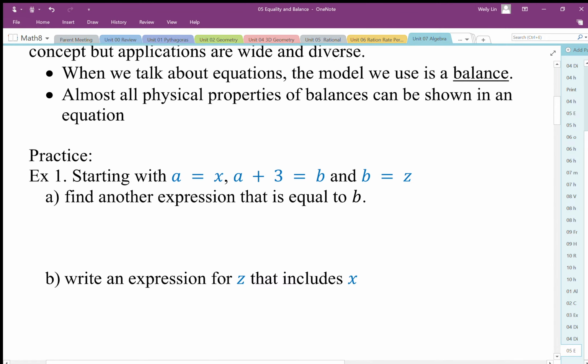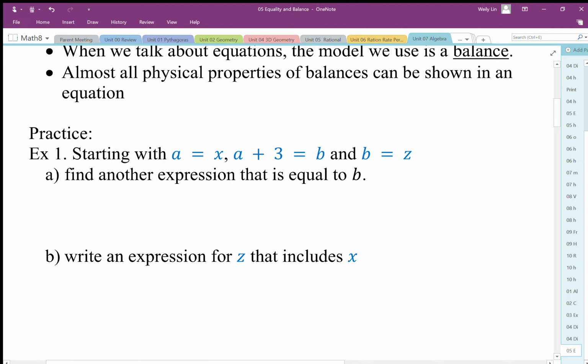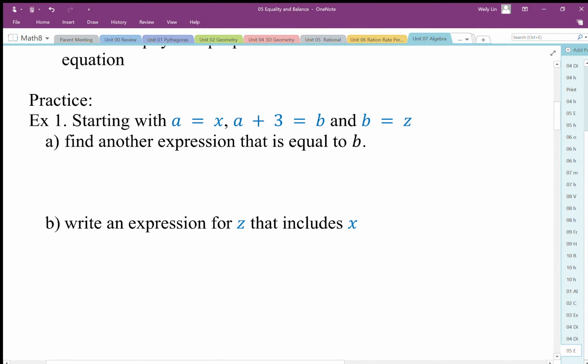Now, we're going to end up using a balance to solve equations, but the first part that we're going to look at today is just looking at the properties of when things are balanced or when things are equal. And there's some properties that we can use.